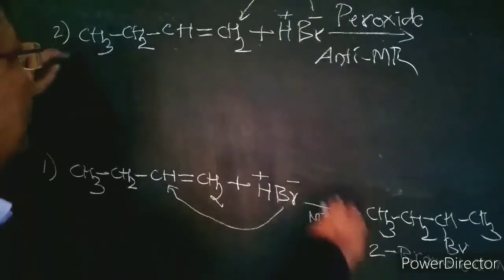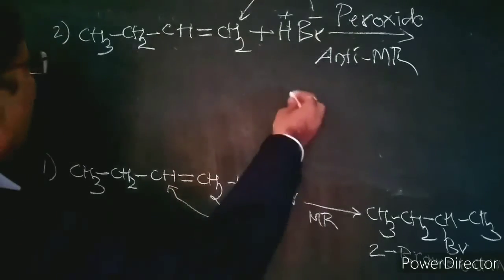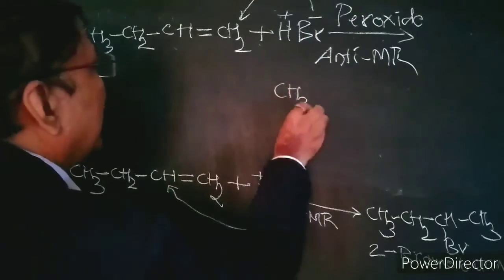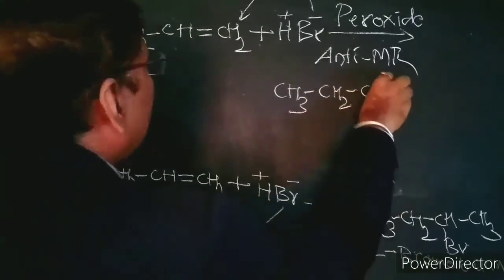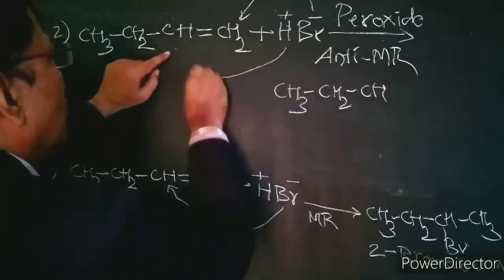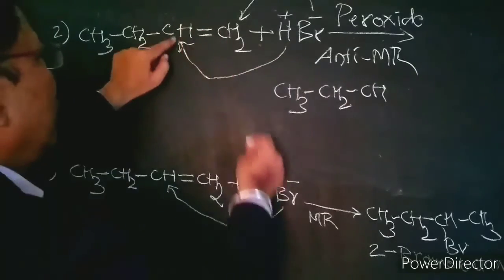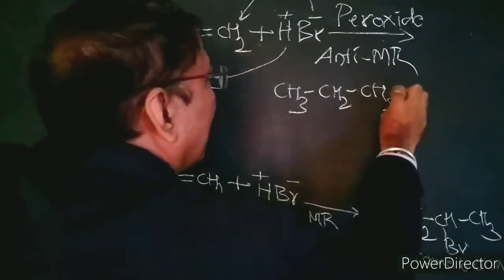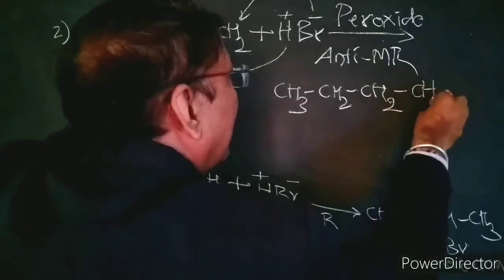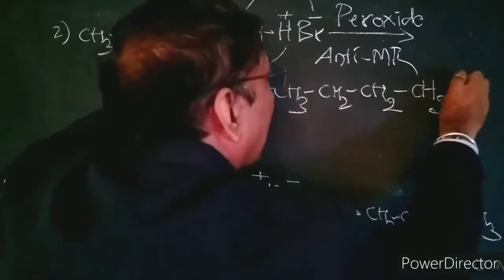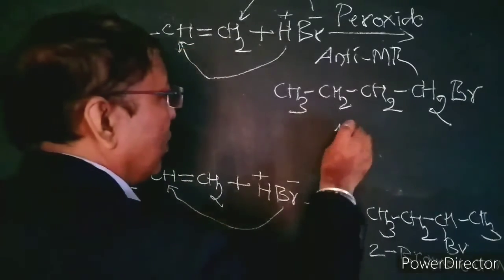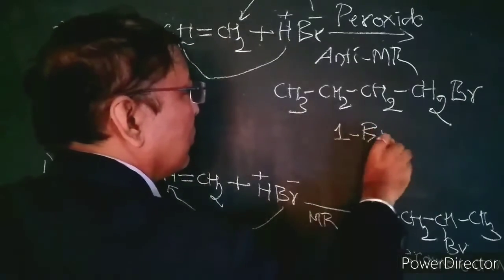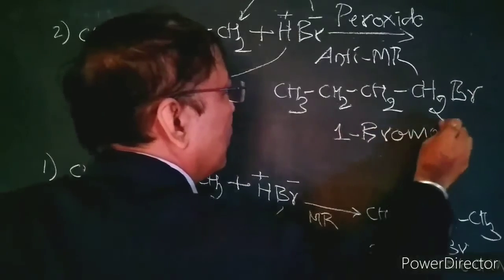The product is CH3, CH2, CH. Now the hydrogen atom goes to that carbon which has less number of hydrogens, and the negative part will go to that carbon which has more number of hydrogens. Therefore we get here 1-bromobutane.